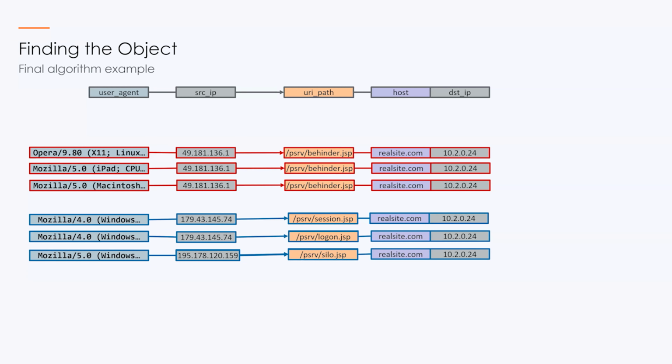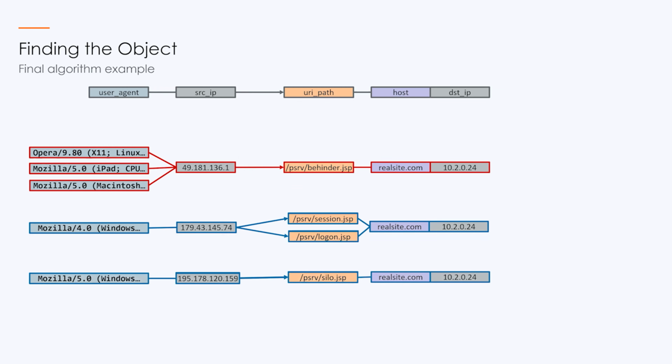To give you an example of what that looks like, let's say these are your raw logs. Up top, you have the web shell. Down below, you have some regular activity. When you apply this final algorithm, you'll get these as the different objects. In this case, you have 3 objects.